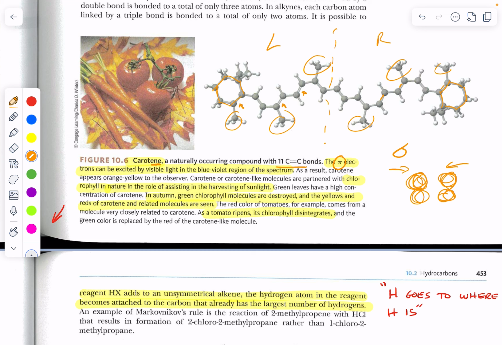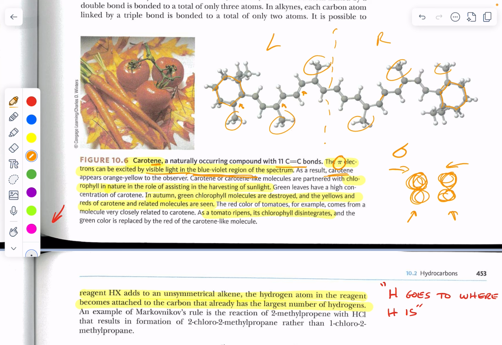Think of me when I held up a pair of balloons with my left hand and a pair of balloons with my right hand and tried to push them together side by side, either horizontally or vertically. One would be the first pi bond, the double bond. The other would be the second pi bond or the triple bond. But in any case, these pi electrons can be excited. And when they jump out to a higher energy level, in the blue-violet region, they leave behind the other colors, which are orange-yellow.